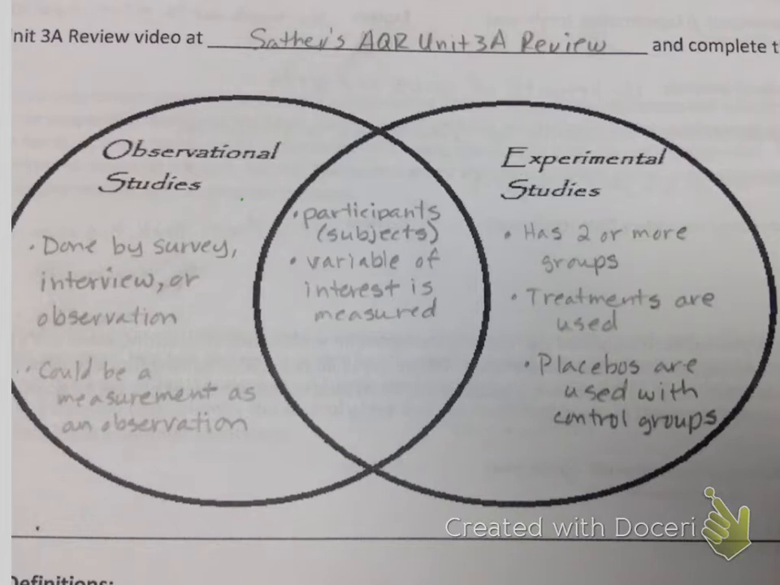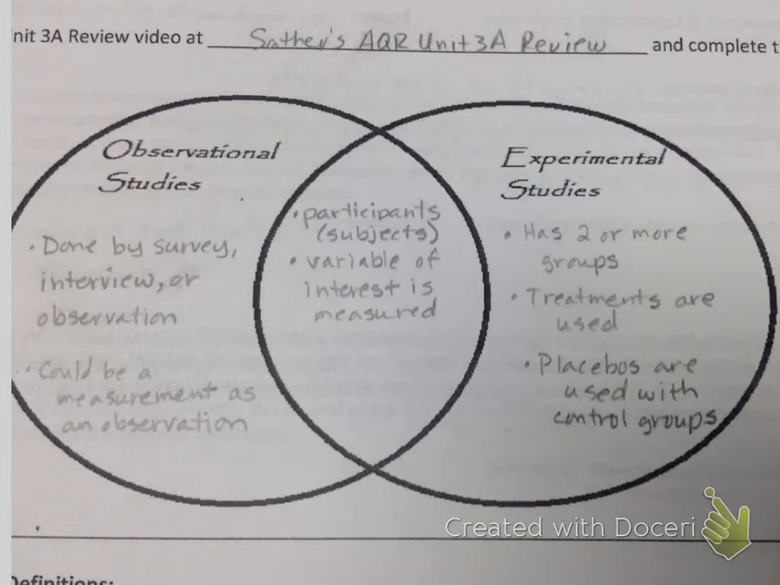And both types of studies have a variable of interest. The variable of interest is the thing that is measured in the study. So it could be like the height of a plant, or it could be like the weight of a person, and just anything that the study is trying to understand.